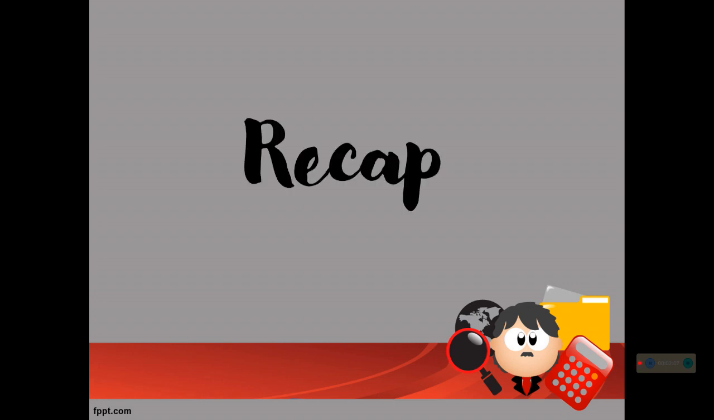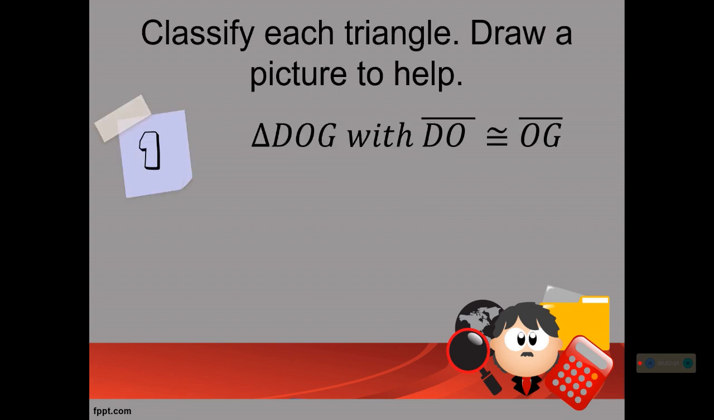So this time, let's have a short recap, but you will not see any figure. You are going to classify each triangle. Since I have no figure, you are going to draw a picture to help you. For number 1, triangle DOG with segment DO congruent to segment OG. What do you think is the type of triangle?